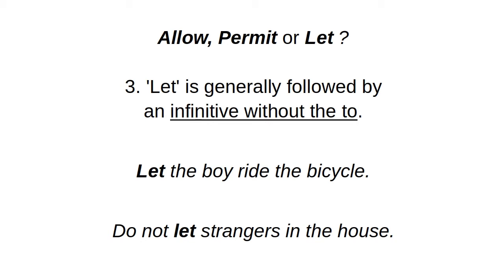Do not let strangers in the house. So in the first example, we see let is not followed by to. It's let the boy. So let is followed by an infinitive, and there is no to. Similarly, do not let strangers in the house. Let strangers. So here also to is absent.